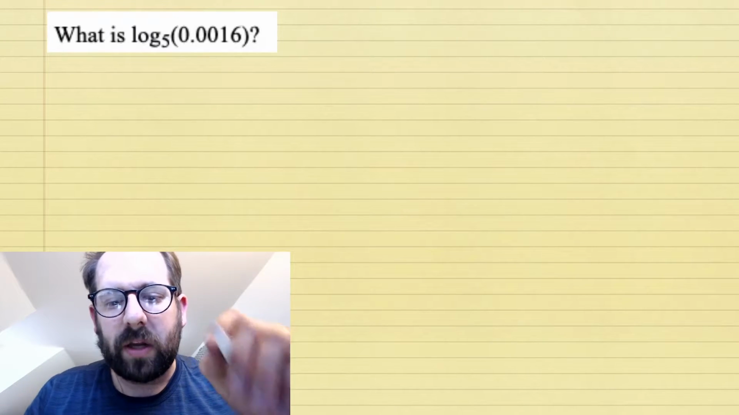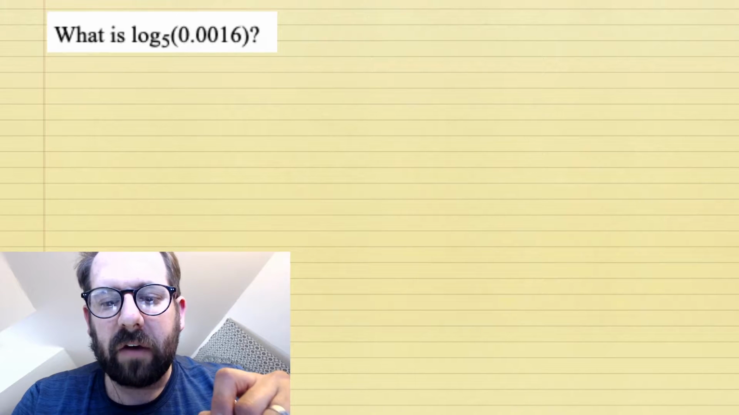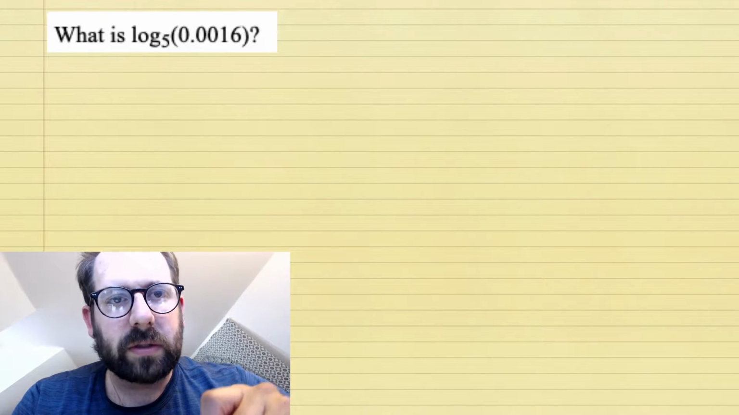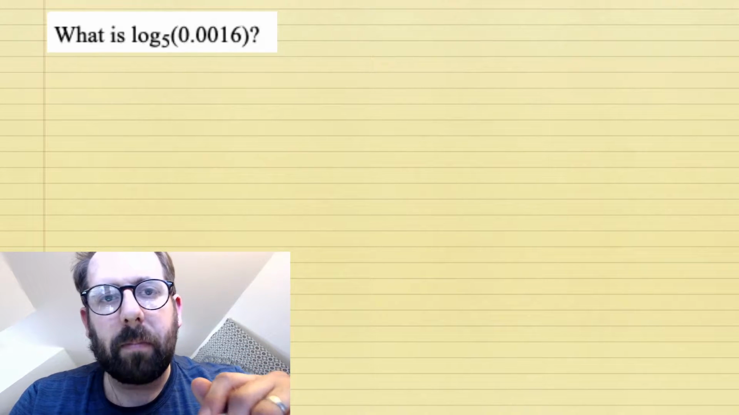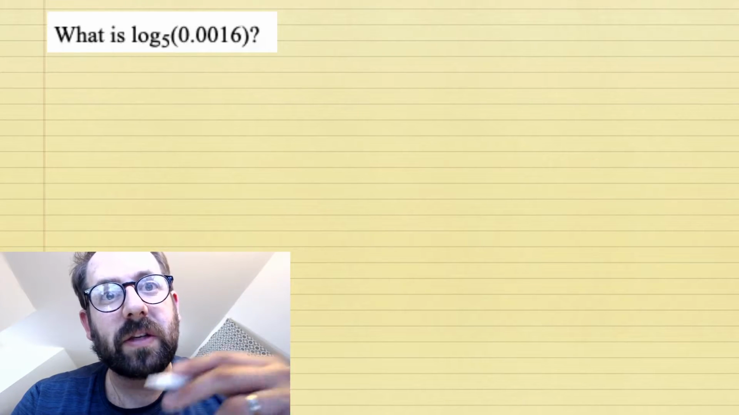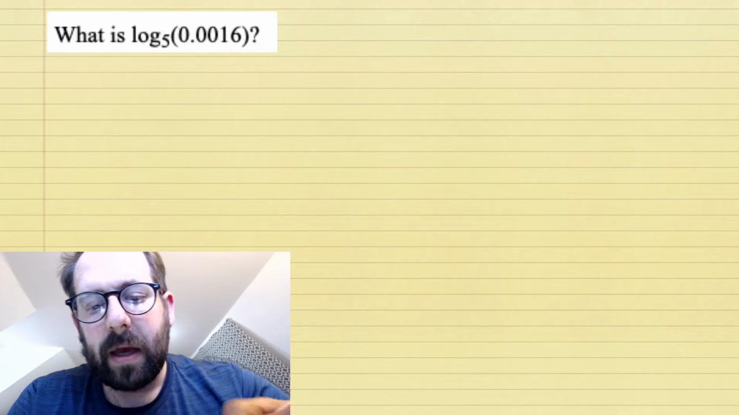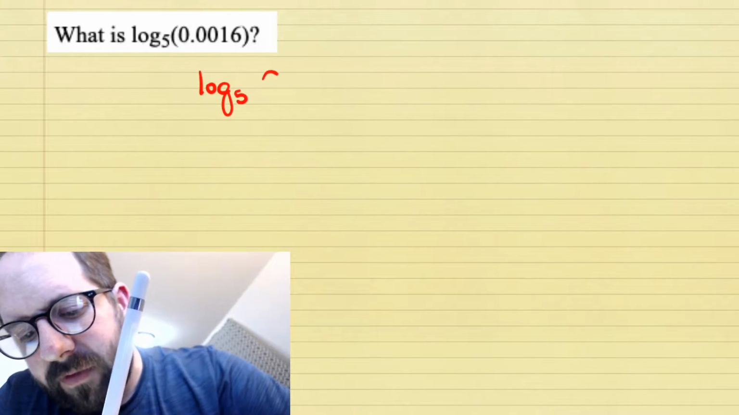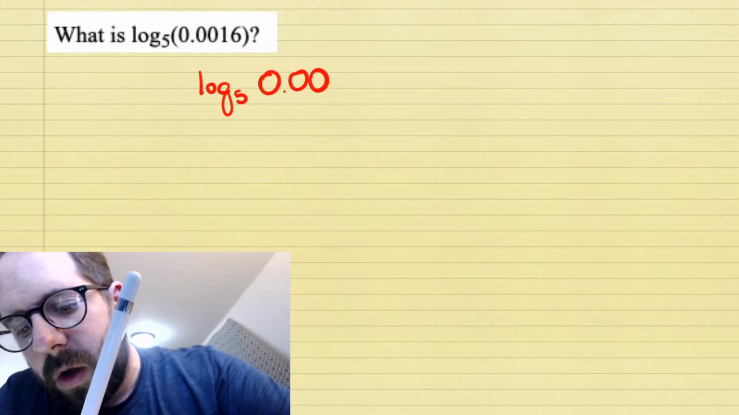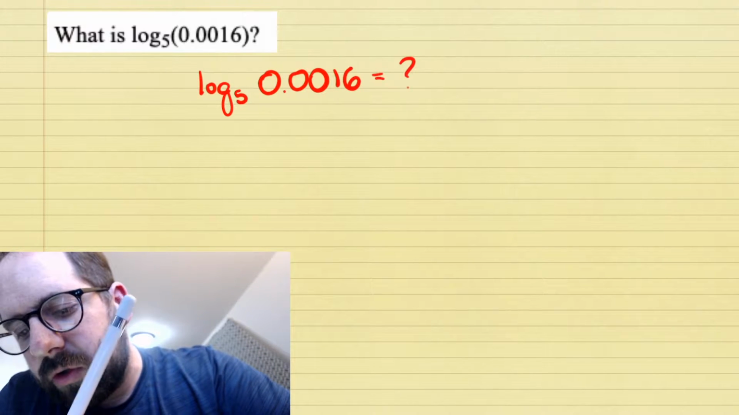So what you're looking at here is, what is log base 5 of 0.0016? Now, we're going to type this in the calculator just so you can see it. It's asking for the decimal. But I'm going to change this to exponential so you can see what the original problem should have been. So, as an exponential, let's write this down. Log base 5 of 0.0016. What is this equal to?